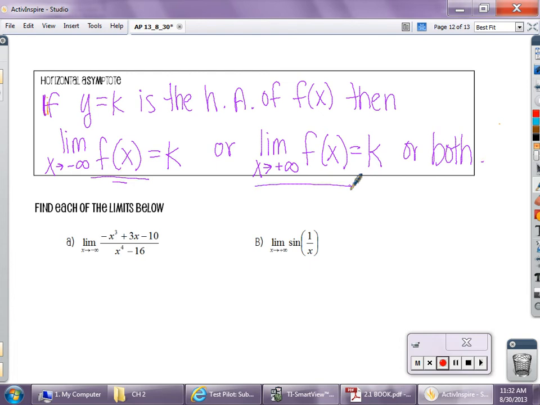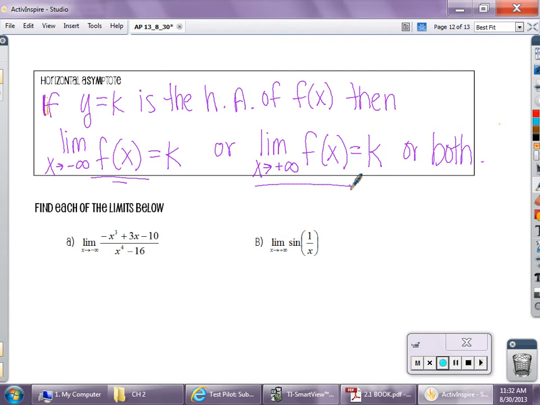So if I say a rational function has a horizontal asymptote of 6, then you guys should be able to tell me, oh, the limit as x goes to negative infinity of the function is 6. Oh, the limit as x goes to positive infinity of the function is 6, because they are the same. The horizontal asymptote makes the end behavior. Why would I ever put an or?